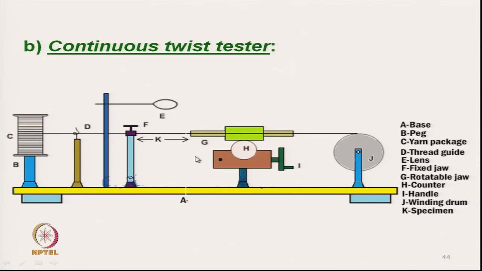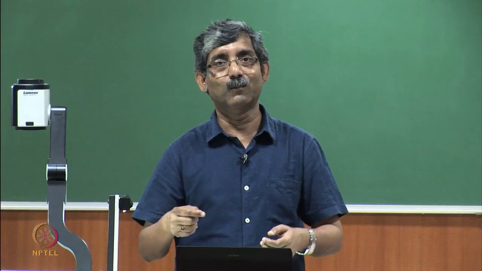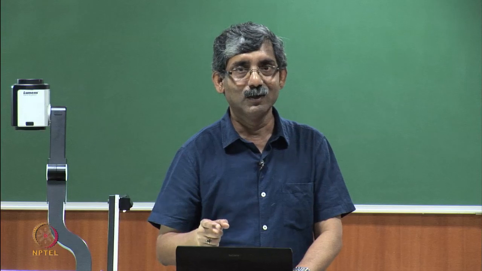The length of K is adjusted by moving this movable jaw. It is a movable as well as rotatable jaw. Assuming that 1 inch length K of the yarn is gripped between the jaws, the twist is taken out and the number of turns are noted. So, if we test 1 inch length, then simply by untwisting, directly from the number of turns we can get the twist per inch.